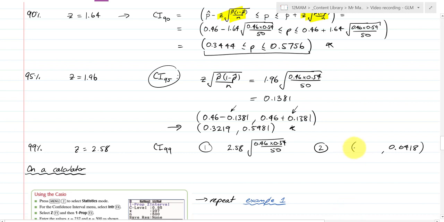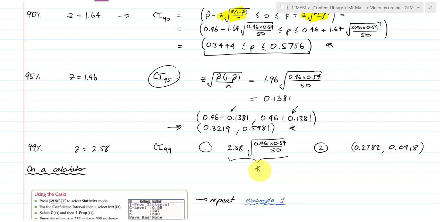And that gives me 0.2782 to 0.6418. I didn't even tell you what this value is. Now, before I go into the calculator section, and a little bit of a teaser for our next video, be considerate of this value here. It's actually got a special name, and it's worth having a think about what that value might mean graphically, what it might mean for you in the long run.